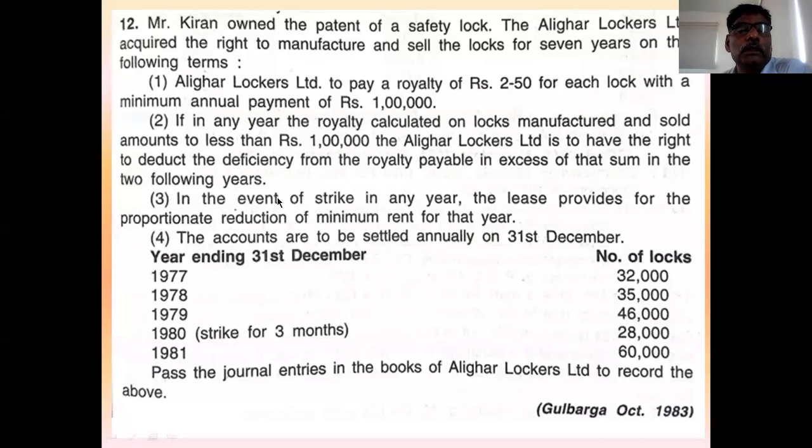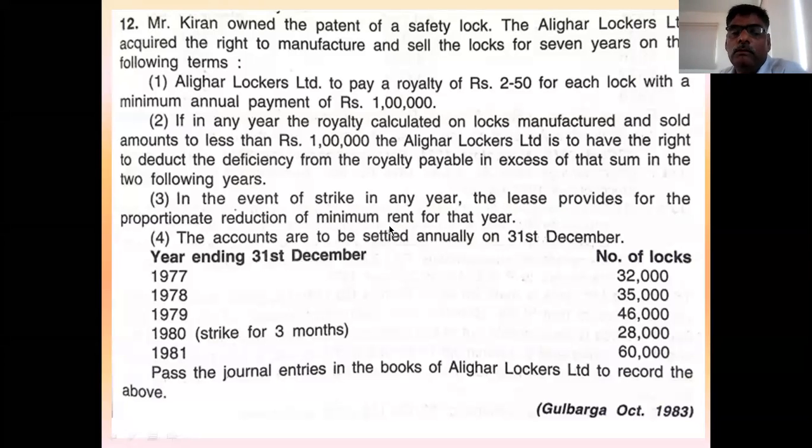And the next point is, in the event of strike in any year, the lessee provides for the proportionate reduction of minimum rent for that year. The lessee is permitted to reduce the minimum rent proportionately.